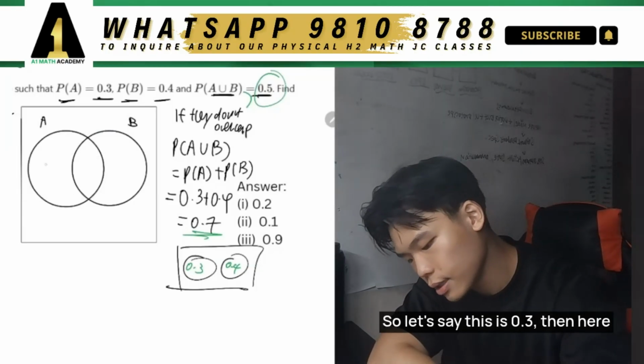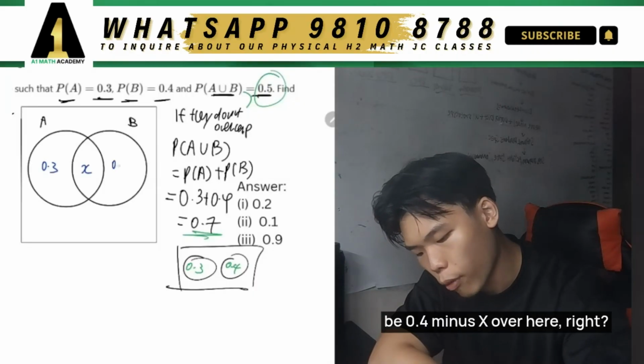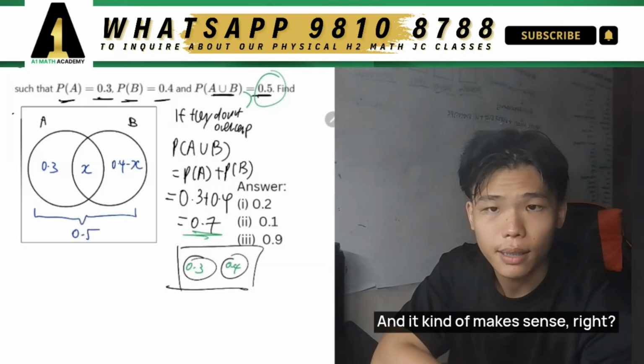So let's say this is 0.3, then here will be x, and then here will be 0.4 minus x over here, right? And we know that this whole thing over here will give me 0.5, right? And it kind of makes sense, right?